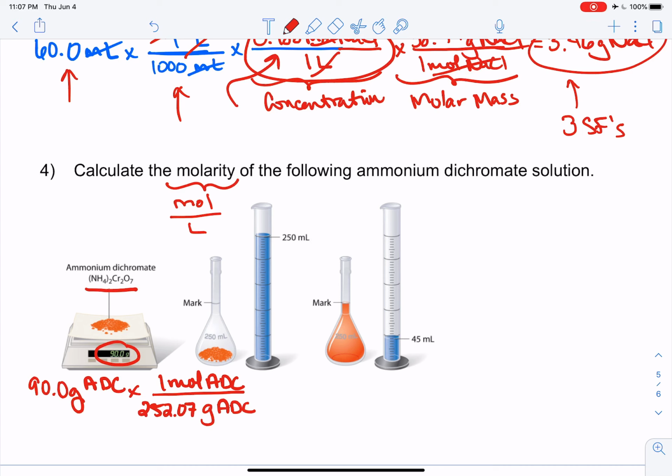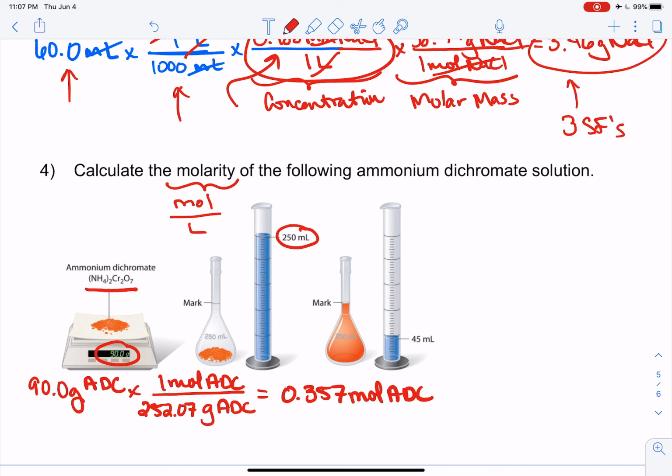All right, we're going to do the calculation for that. And we're going to get 0.357 moles of ammonium dichromate. Now, take a look at the picture here, and what you'll notice is that you have 250 milliliters of deionized water measured out in that graduated cylinder there.